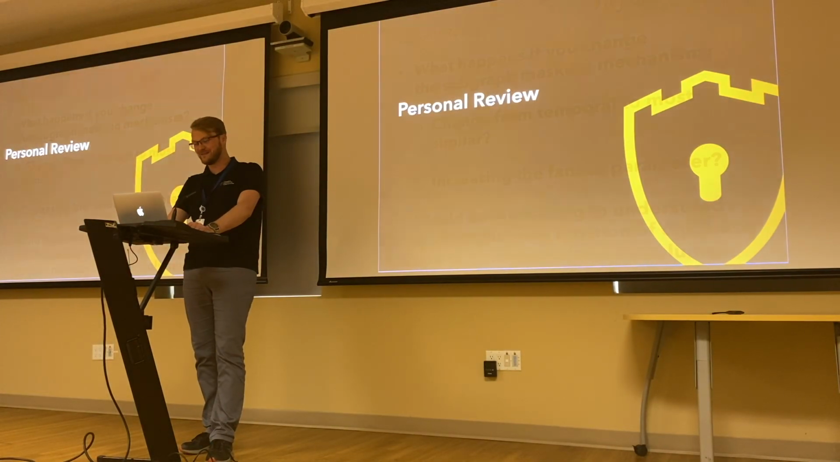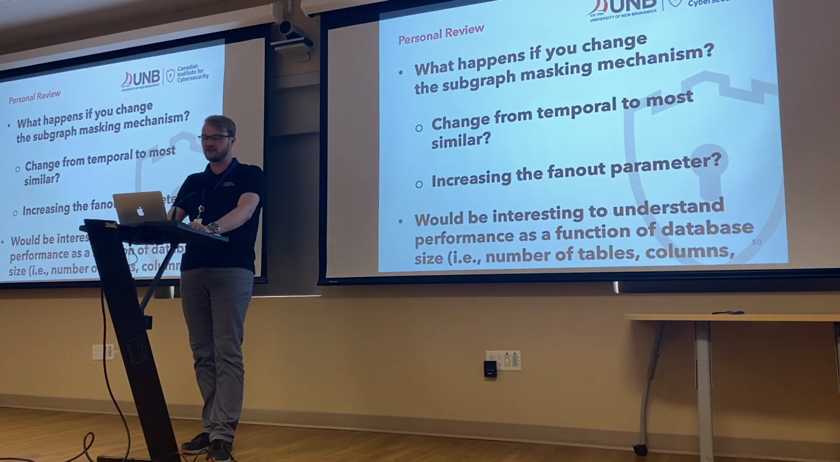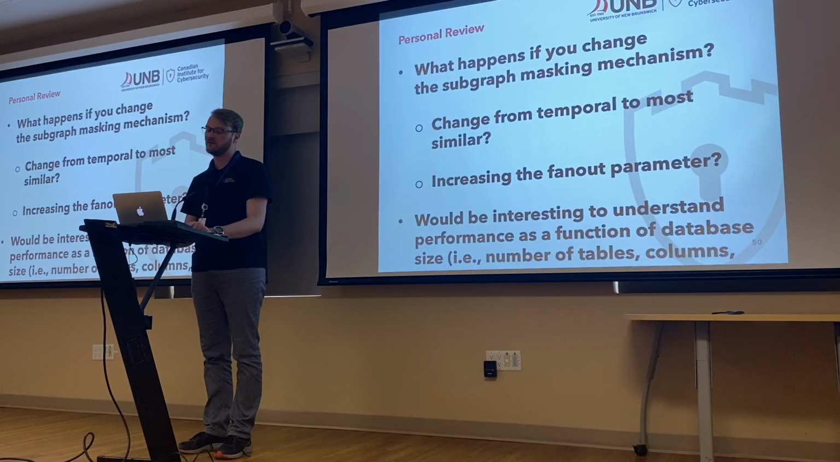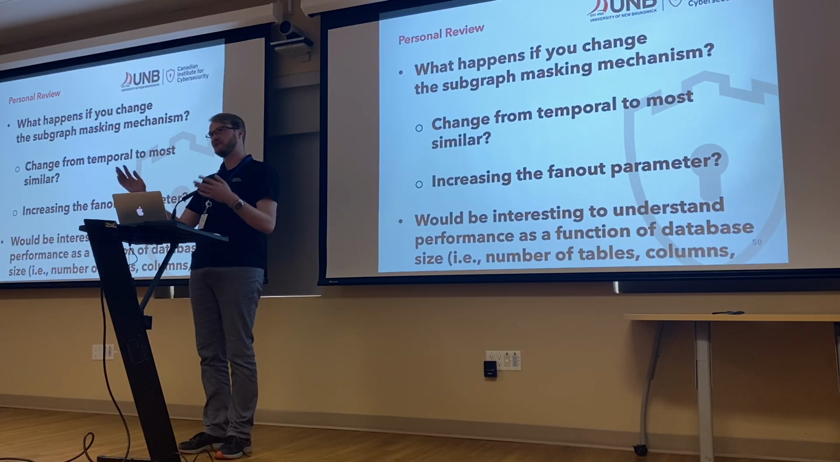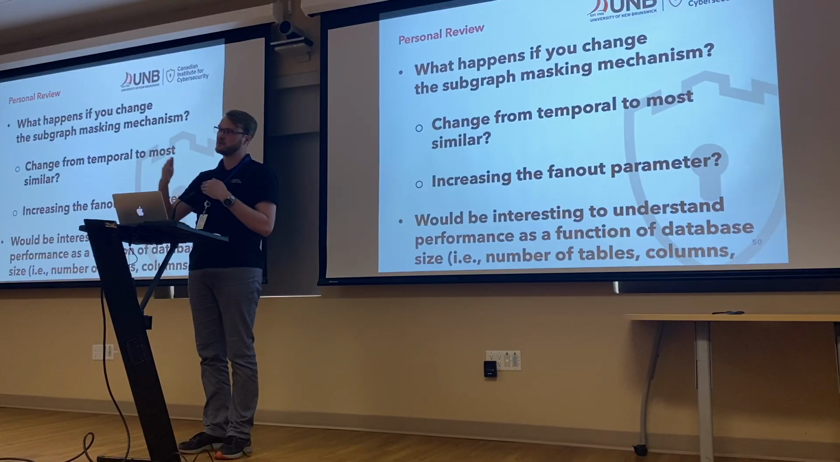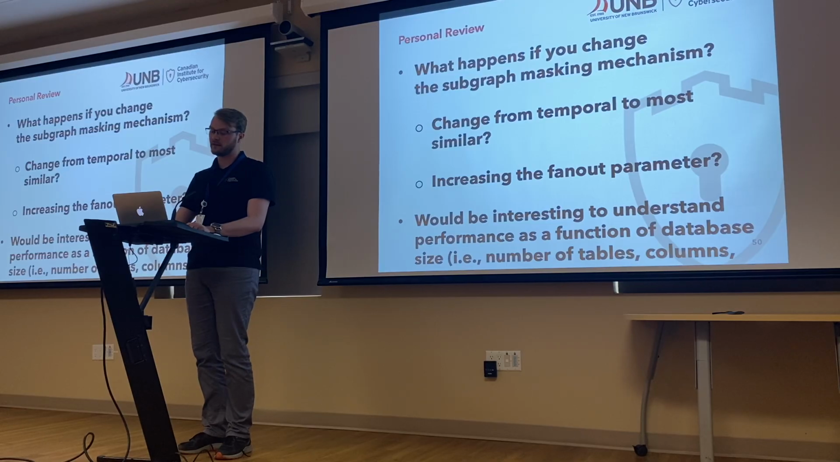In terms of personal review, what happens if you change the subgraph masking mechanism? What happens if you don't just go after the temporal domain? What happens if you only get the last 2 days? What if you get the last 2 weeks? What happens to performance as you change that? Also, what happens if you increase the fan out parameter? Instead of considering 20 samples, maybe you consider 100. What happens there? Those are all questions that I would have.